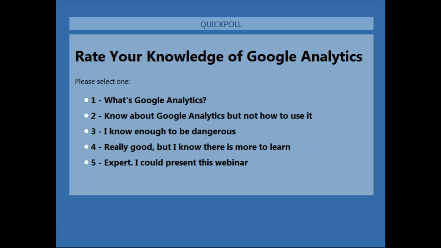So it looks like most people are in the 2 to 3 range. We got a couple 4s. No one had the kahunas to mark themselves down as a 5. So that's a good starting point.